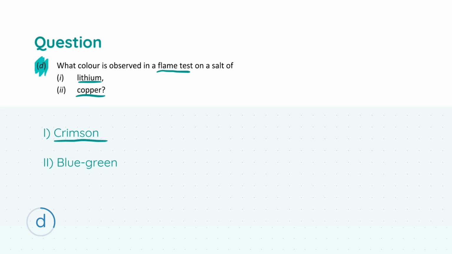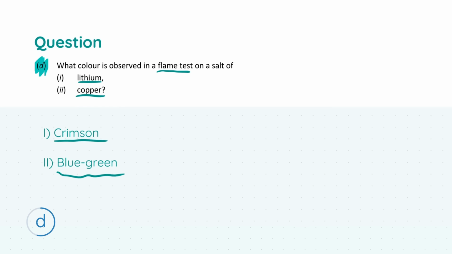And for the second one here, we're asked about the color associated with the flame test on a salt of copper, and in that instance, the answer is a bluey green. You can also say green, they're all perfect explanations. And in this case, unfortunately, you just have to learn off these colors.